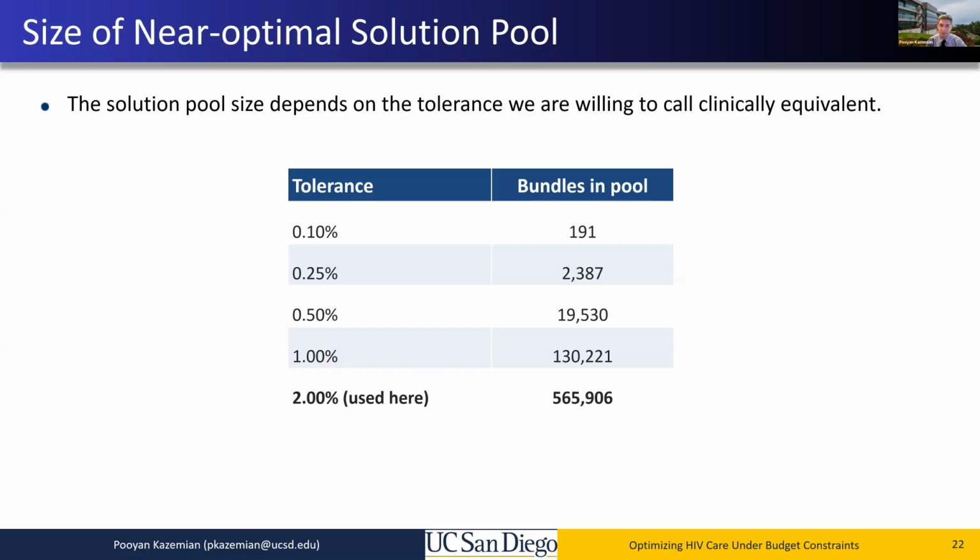How many of those bundles of care do we have here within 2% of the optimal? We have over 565,000 bundles of care in the solution pool that all result in roughly the same number of transmissions. Now, let me move to the results.